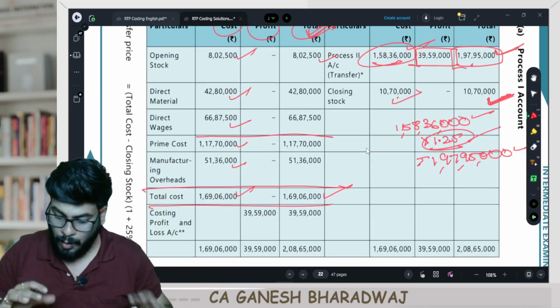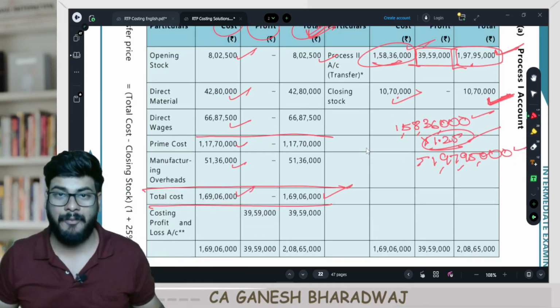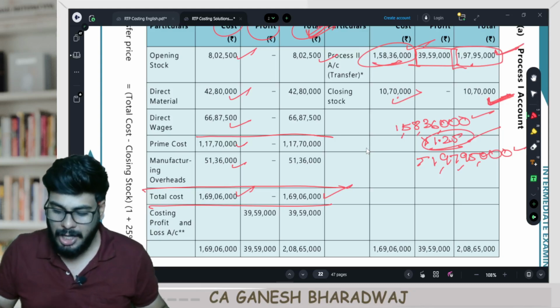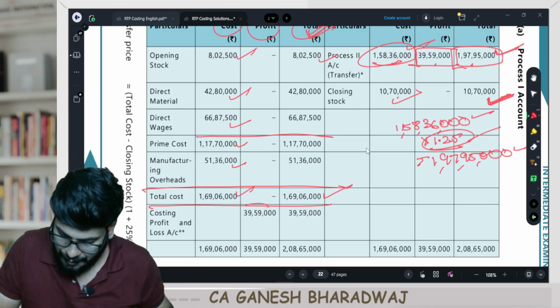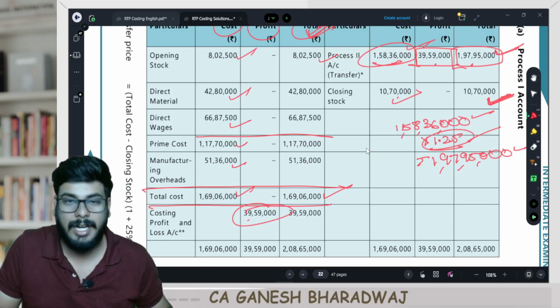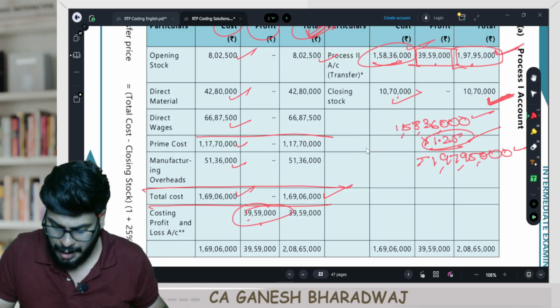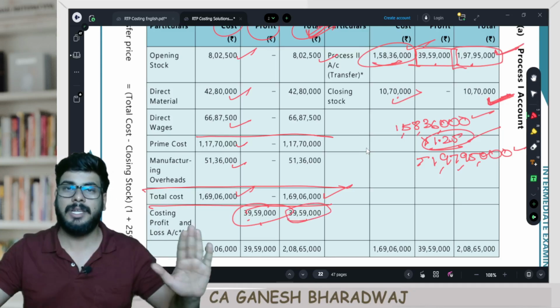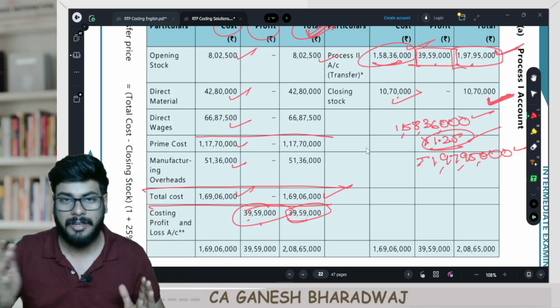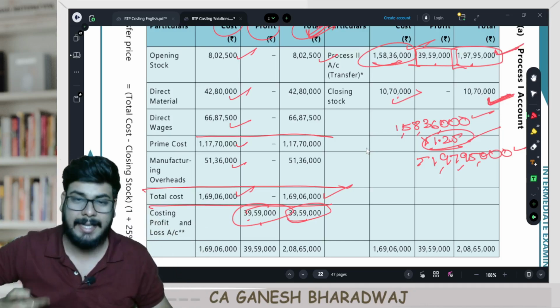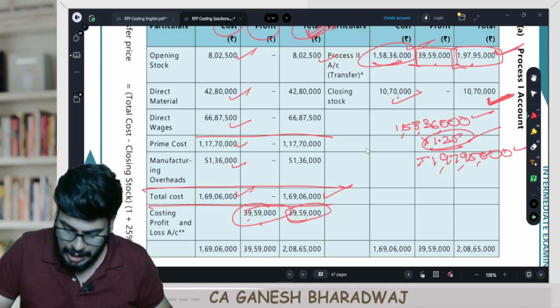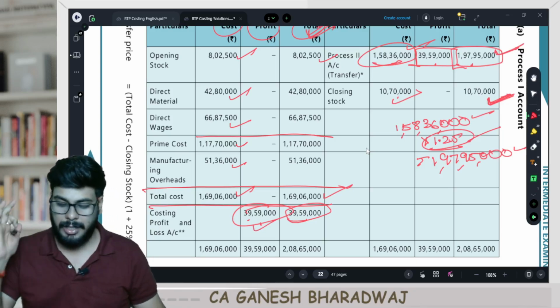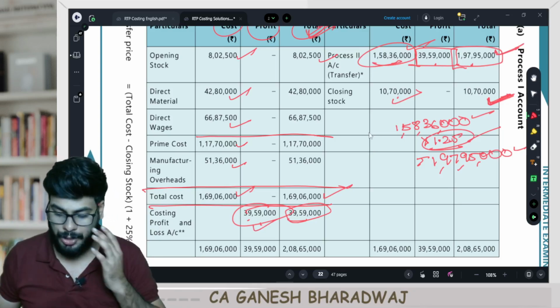Fine. So now, once you do this, what happens? There is a profit element that comes in here, right? So this profit is the balancing figure that comes in here. So 39,59,000 is going to be the profit. There is no cost pertaining to the profit, so this is going to come in your total column as well. And finally, this process account is going to be balanced. And I can say that out of the first process, the profit generated is going to be 39,59,000. Are you clear with this, guys?